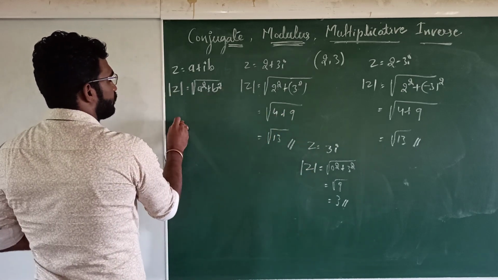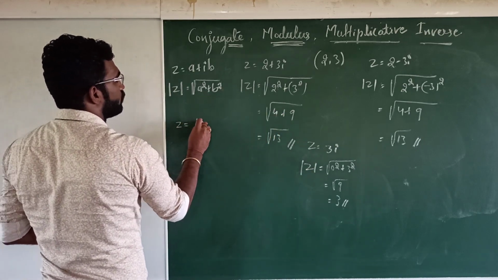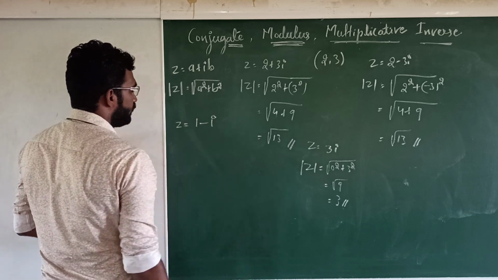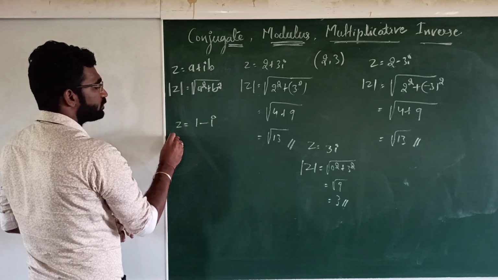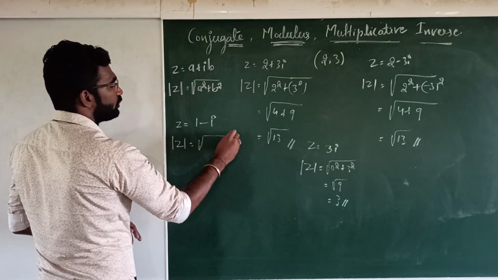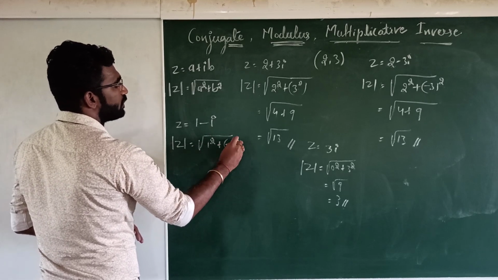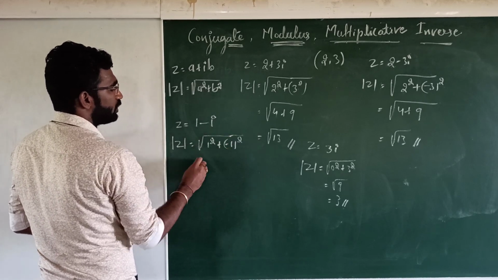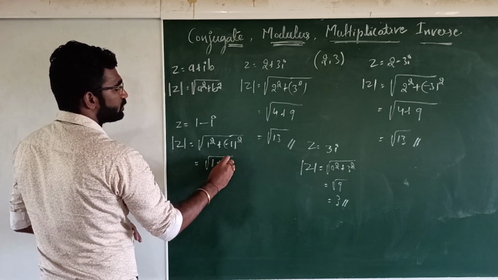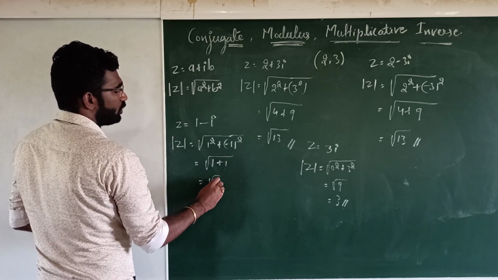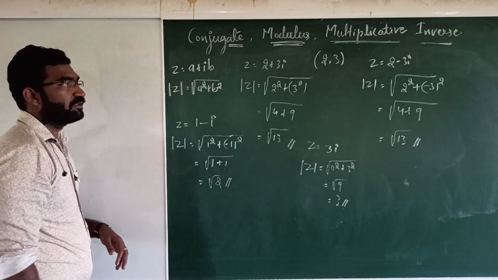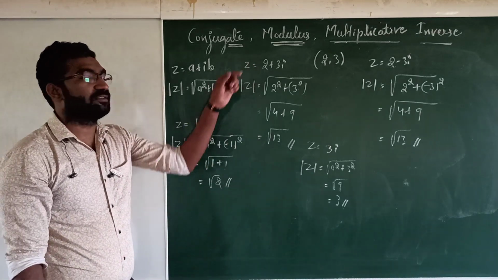So one more example I will take. If z equals 1 minus i, so how to find the modulus? Modulus equals square root of real part square plus imaginary part square, which is -1 here, -1 square. Therefore, what are you going to get? 1 plus 1. Therefore root 2 is the modulus. So these are a few examples on modulus.